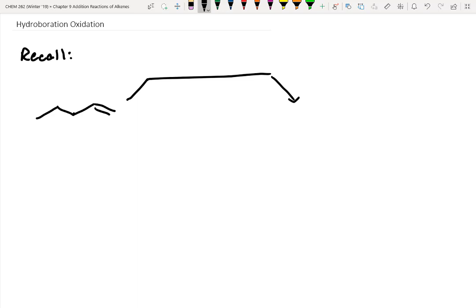So if I treat this with dilute, meaning excess water, and catalytic acid, we're going to create an alcohol, right? So the question is, will the alcohol come off of that red carbon, or will it come off of that green carbon? The red carbon, right? We said it would be a Markovnikov addition.